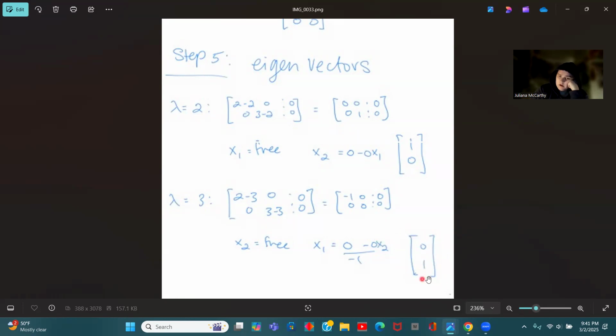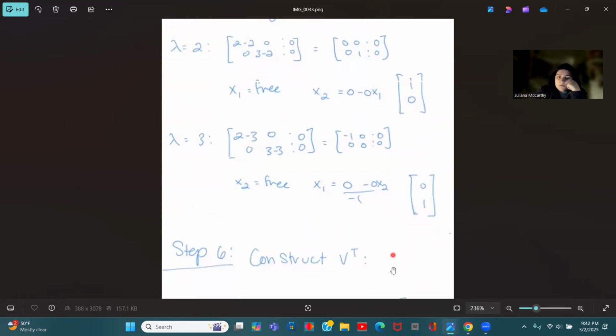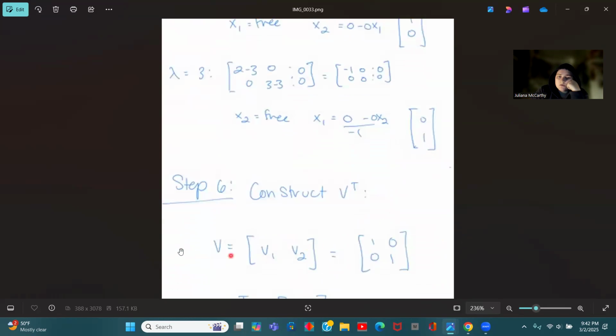And then, are they orthogonal to each other? You dot product them, so that's b1 times 0 plus 0 times 1, which equals 0. So these are two orthonormal eigenvectors, and they can be used for our vector v. So v is made up of v1 and v2. We just found v1, v2, so it's 1, 0, 0, 1.